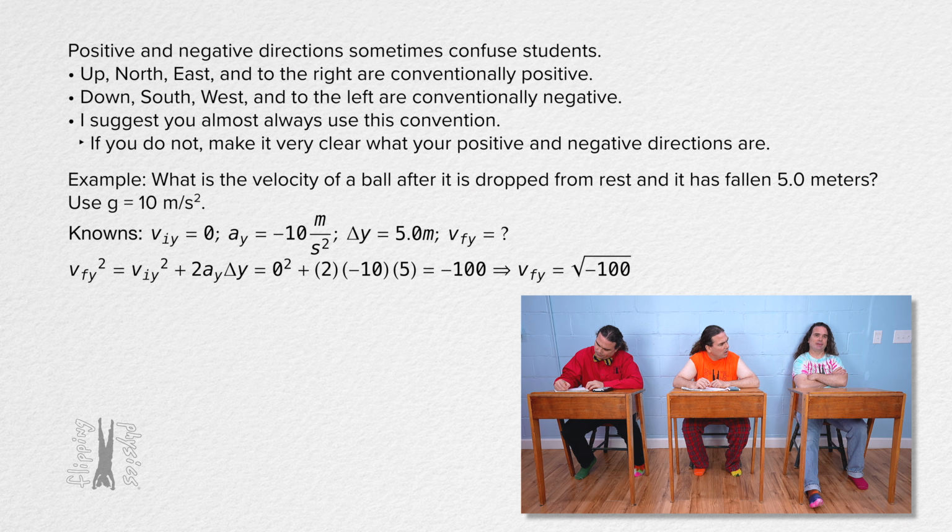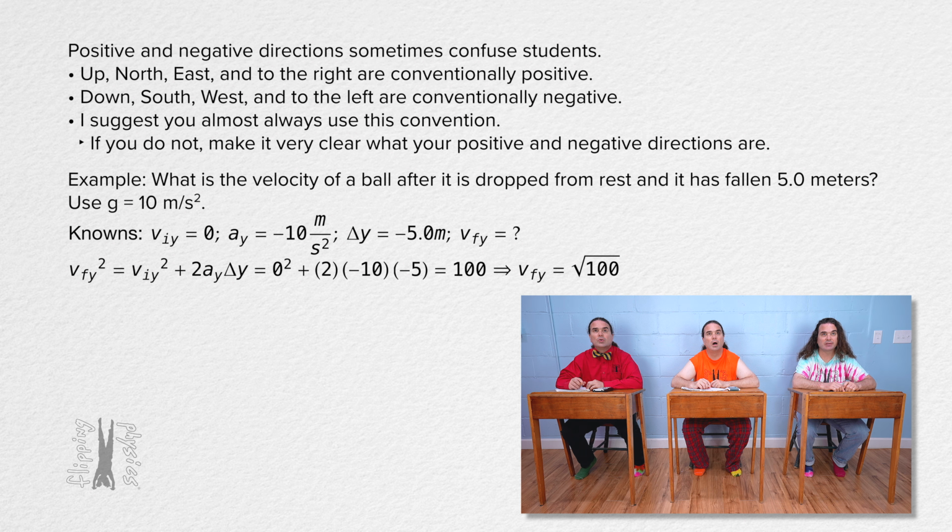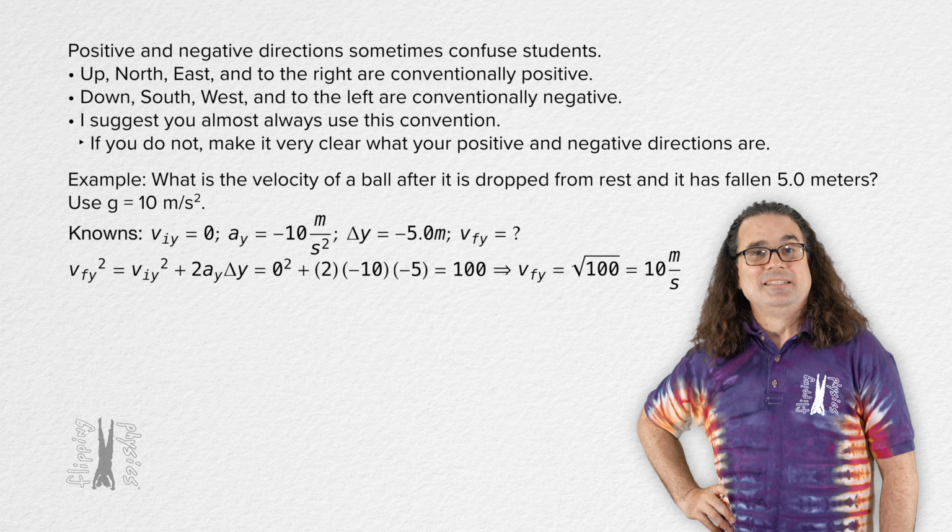Okay, I get it. If you forgot the negative on the displacement, you get the square root of a negative number, which only yields imaginary numbers, and we should not do that in physics. So we need to remember to use negative 5 meters for the displacement in the y direction, and that means the final velocity equals the square root of positive 100, not negative 100. So the final velocity of the object in the y direction equals 10 meters per second. That's not so hard.